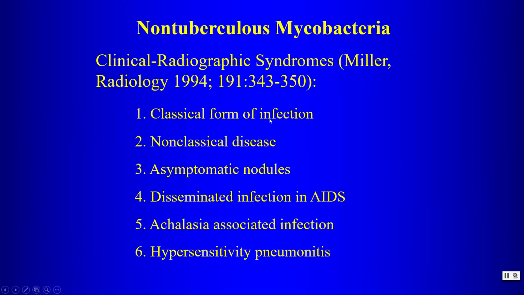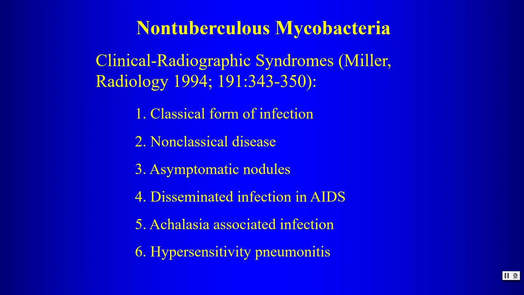So in terms of non-tuberculous mycobacterial disease, these are the types of appearances to be familiar with as the classic form of infection, which we see usually in elderly males with COPD that looks like tuberculosis, upper lobe fibrocavitary disease. Non-classical disease seen in elderly women, Lady Windermere syndrome, that is characterized by right middle lobe and lingular bronchiectasis. Patients may also have asymptomatic nodules.